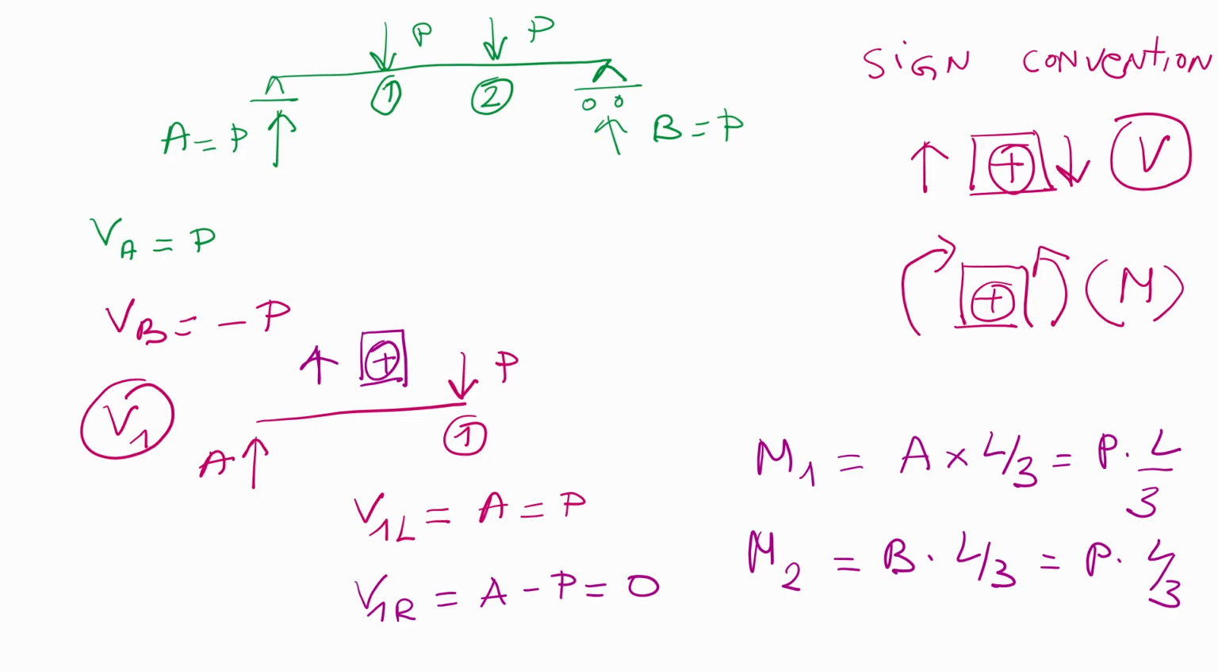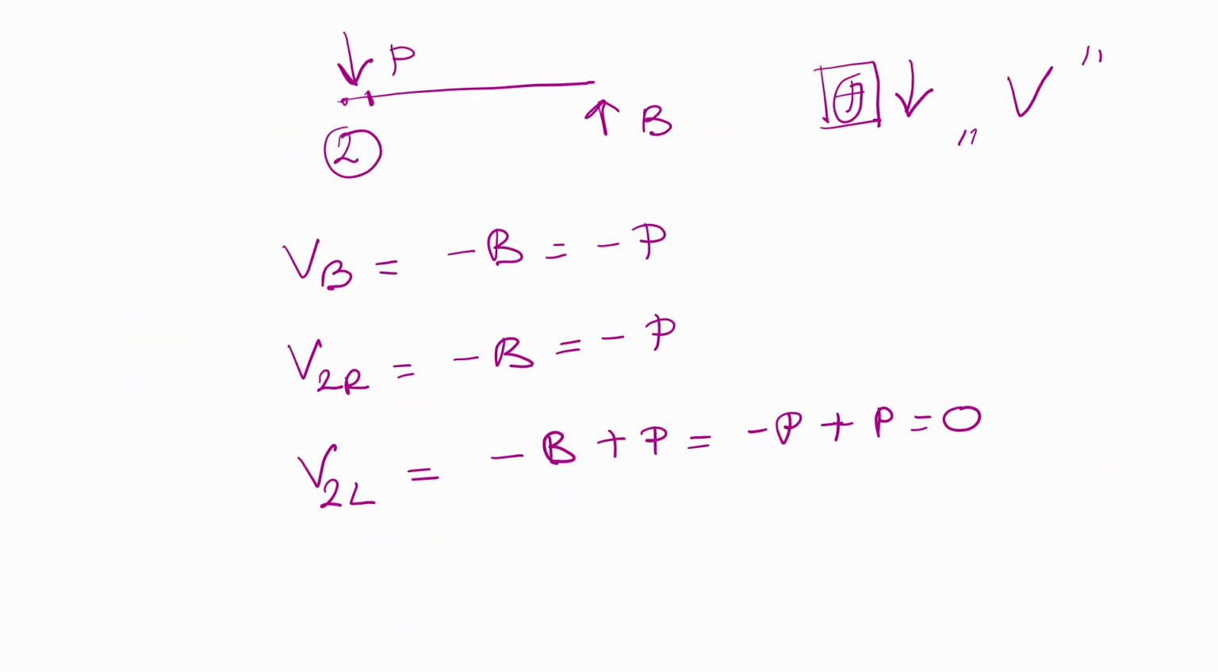Your moment at point 1 will be your reaction at support times L over 3. So that means that your moment is P times L over 3. And it will be positive moment because it tends to bend a cross section so that the top fiber will decrease in length. M2 will be again B times L over 3, which in this case is equal to P times L over 3. So this is the explanation of how to determine the shear force at point 2, right and left, and how to determine the moment at point 2.